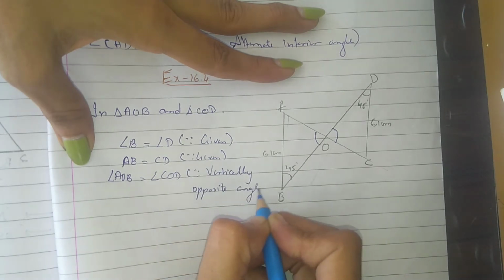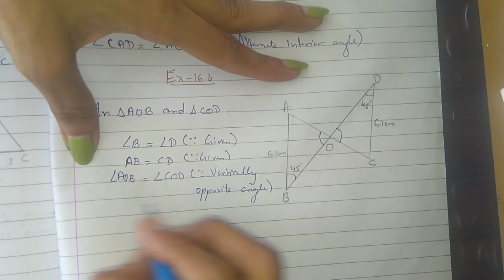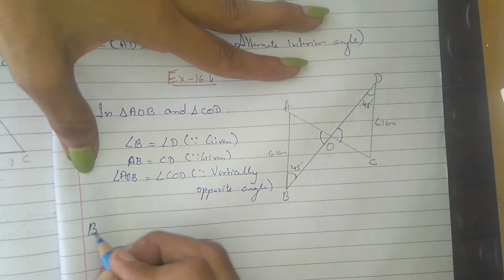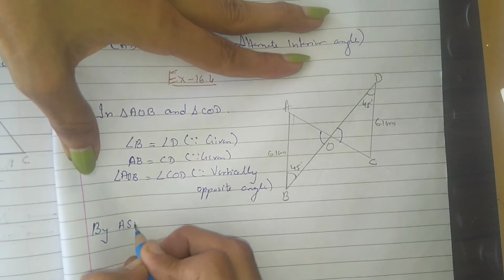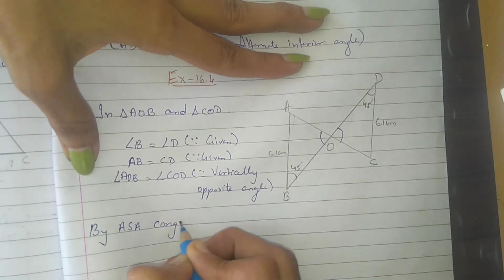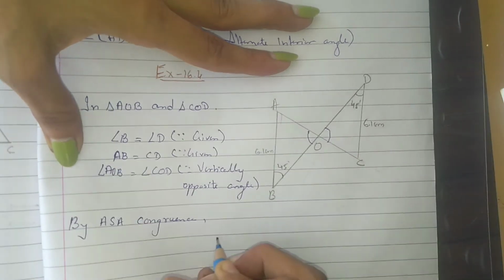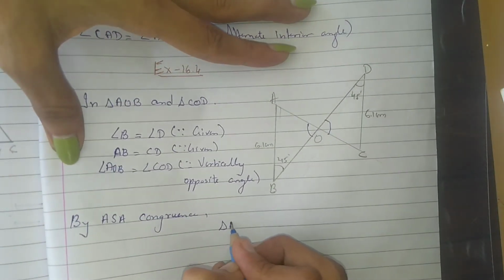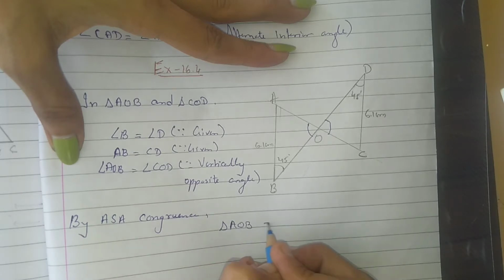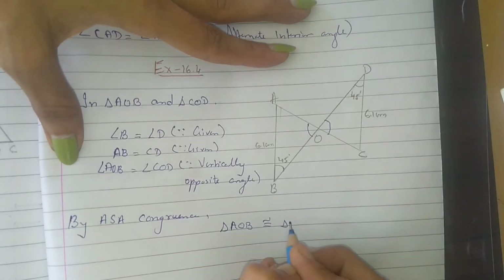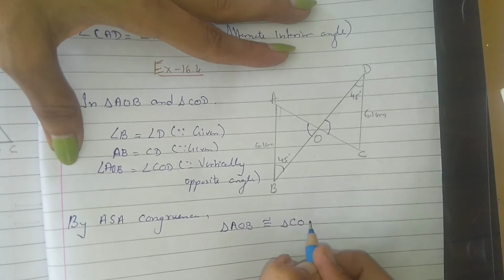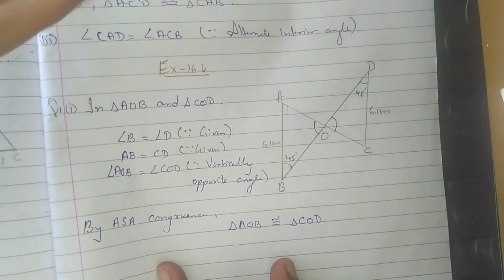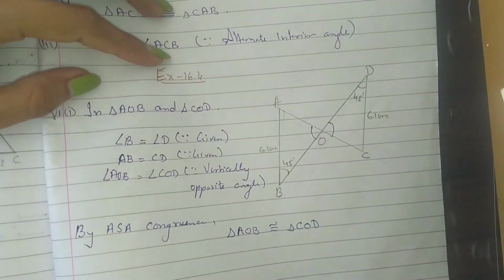Okay, so by ASA congruence, triangle AOB is congruent to triangle COD. Okay, these two triangles are congruent. Now let us see the second one.